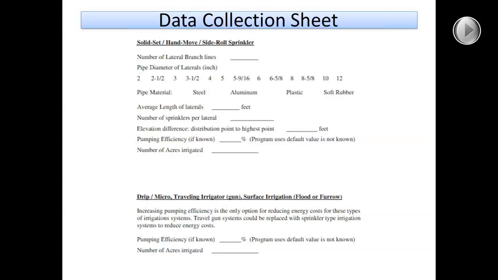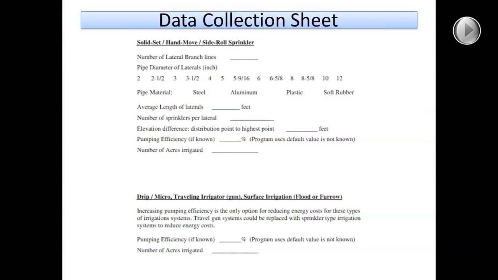we are looking at either 4-inch or 3-inch on hand lines, 4-inch or 5-inch usually on wheel moves or side rolls. I haven't seen the other pipe sizes a lot on those. And the pipe material, generally it'll be aluminum. It can be something else, I guess.